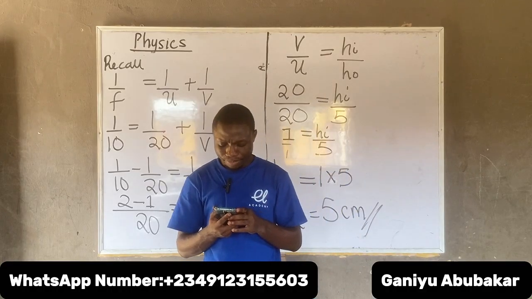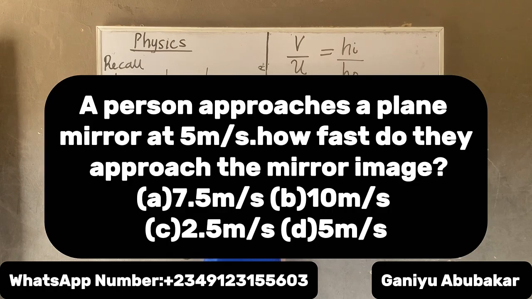Question 10 says: a person approaches a plane mirror at 5 meters per second. How fast does the person approach the mirror image? Option A, 7.5 meters per second. Option B, 10 meters per second. Option C, 2.5 meters per second. Option D, 5 meters per second.